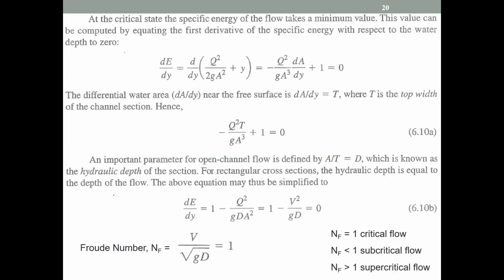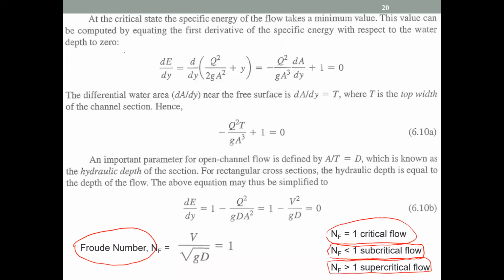So why is this important? You remember we discussed the laminar and the turbulent flow. The parameter we use is the Reynolds number. Now, similar to that, we define another parameter for the open channel. It is called the Froude number. When the Froude number is equal to 1, we call it the critical flow. If it is less than 1, it is the subcritical flow, and larger than 1, it is called the supercritical flow.